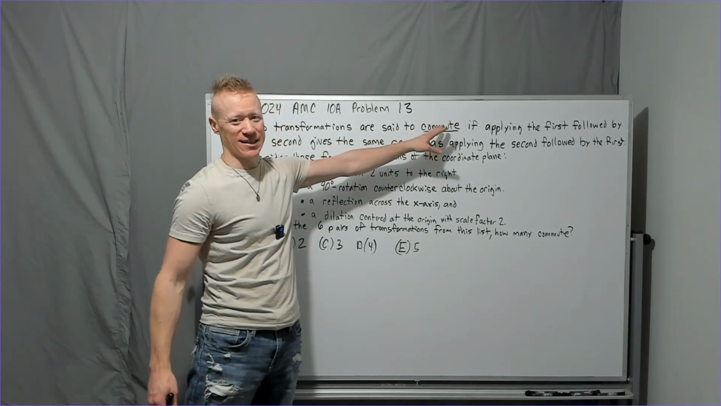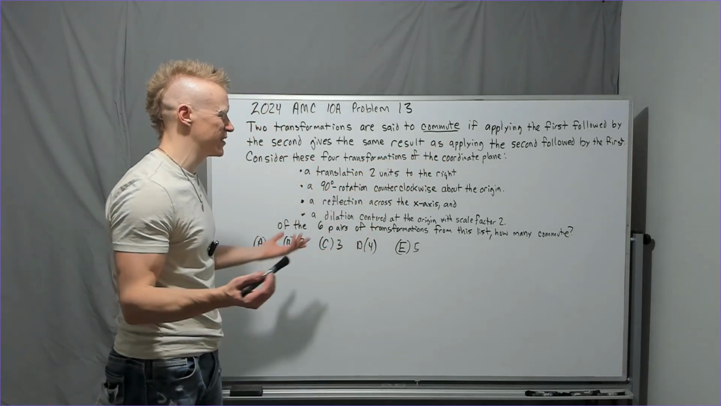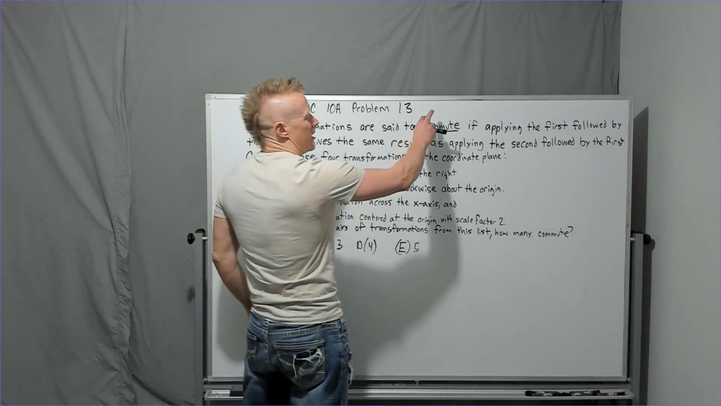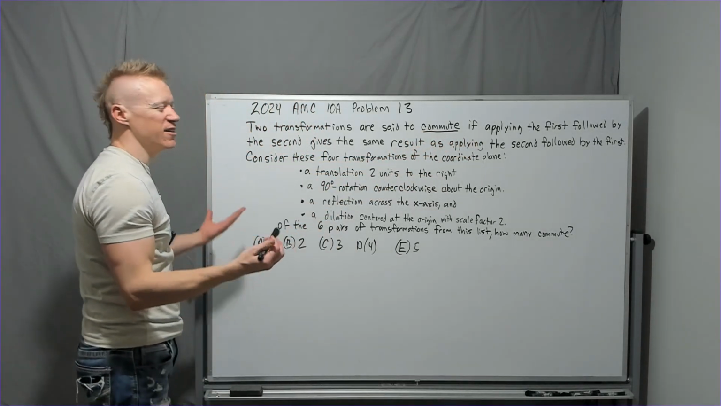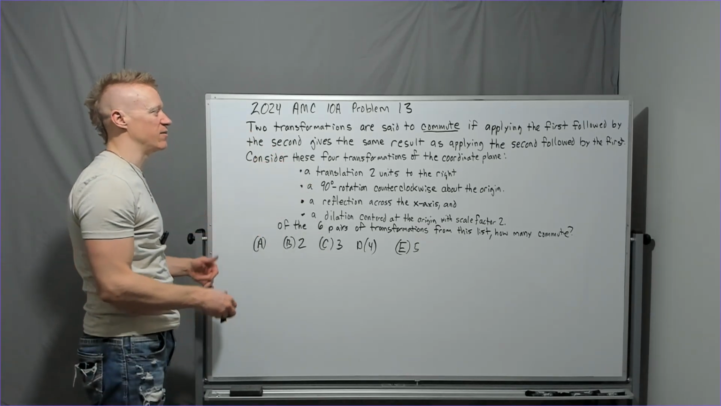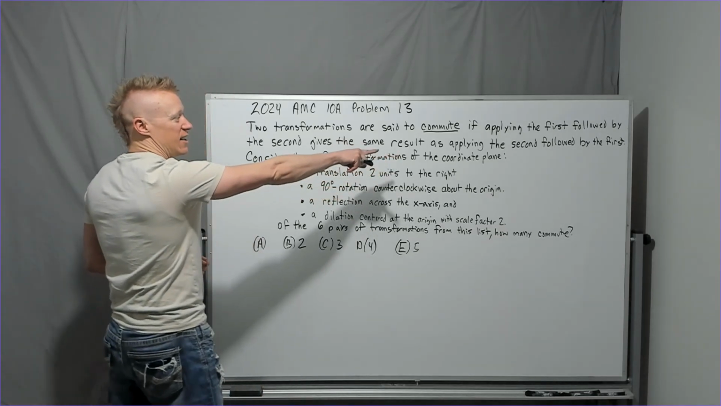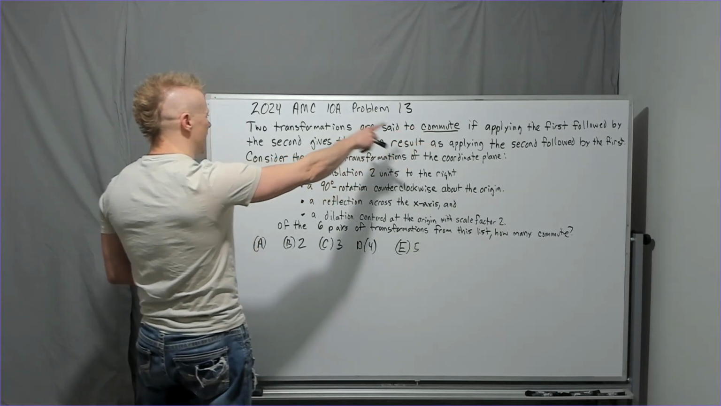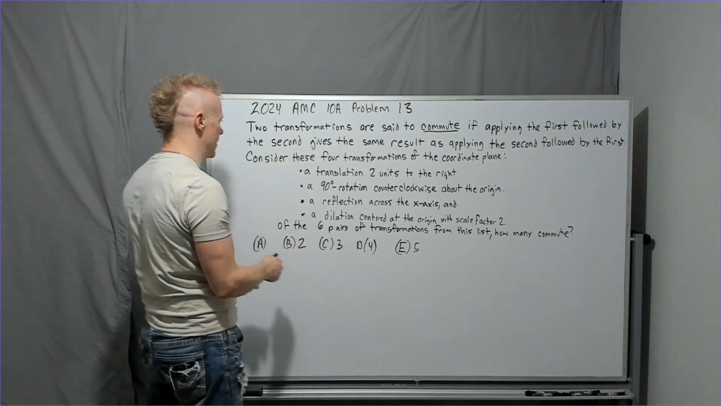In the original text, it's italicized, but I can't italicize with my pen very well because I don't know calligraphy. So I just underlined it. Commute if applying... commutative property is the one where you do it like 3 plus 5 is 5 plus 3. That's the commutative property of addition. So taking that concept, they're saying that two transformations commute if applying the first followed by the second gives the same result as applying the second followed by the first.